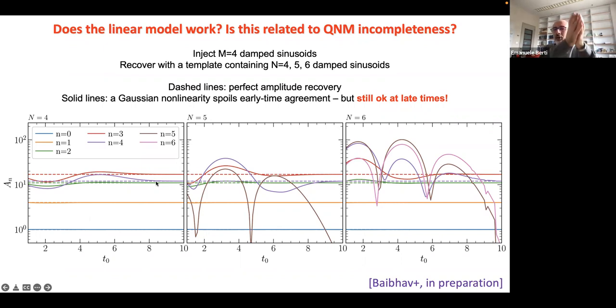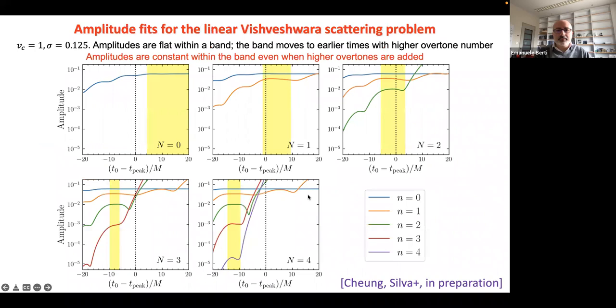And the reason is that the nonlinearity has decayed, and you are still getting a pretty good fit by adding only linear damped sinusoids. And you can repeat the experiment with more and more modes, and you see the same thing. So what's going on?